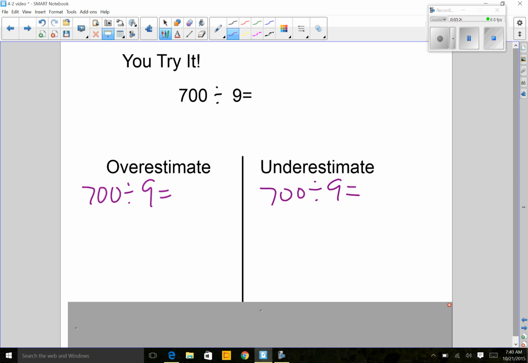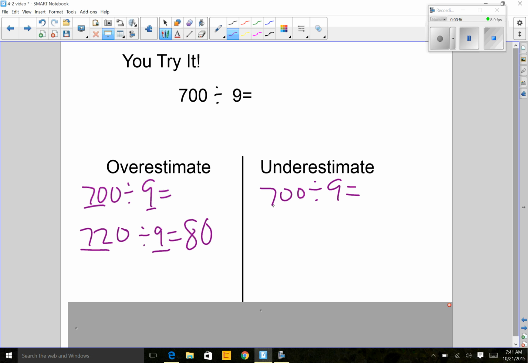Okay, how did we do? Again, I'm going to keep my 9 the same. I'm going to look at 70. What can I change 70 to make it divisible by 9? 70 is not divisible by 9. 71 isn't, but 72 is. 72 divided by 9 is 8, so that would be 80.